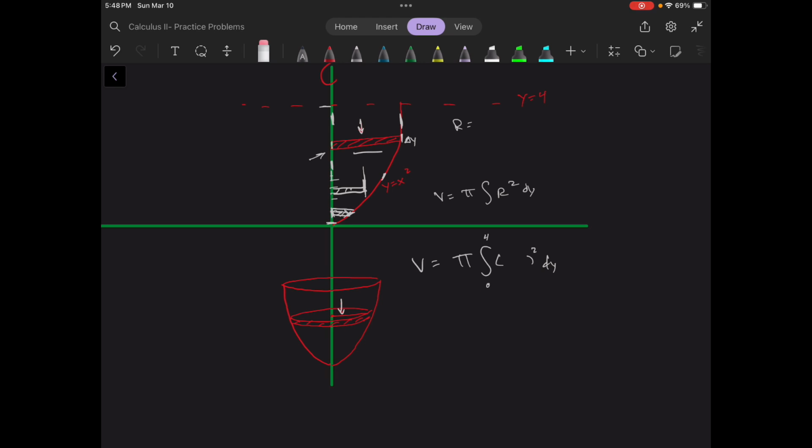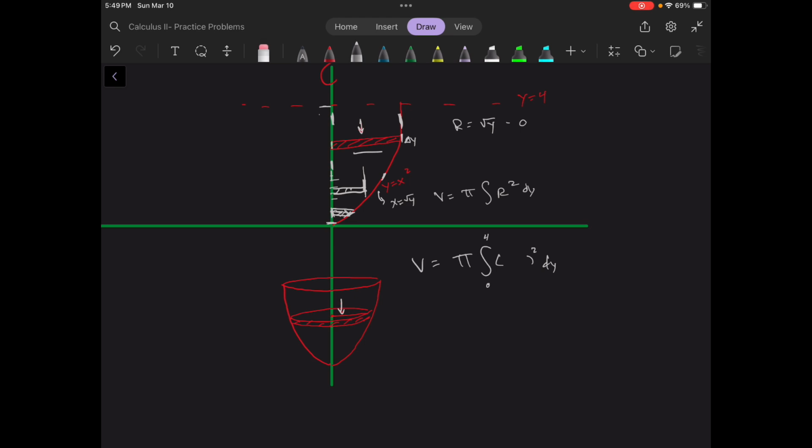No, because we need it as a function of y. So let's just change it. If y equals x squared, then x equals the square root of y. And technically plus or minus the square root of y. But we are already in the positive x direction, so we're just going to keep it as the positive square root of y. So the radius is represented as the square root of y minus 0. You can see we're starting here at x equals the square root of y, and we're ending here at x equals 0, right?